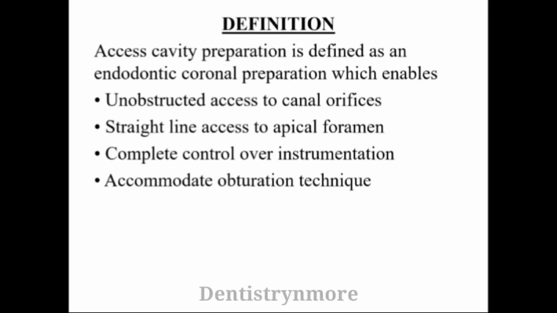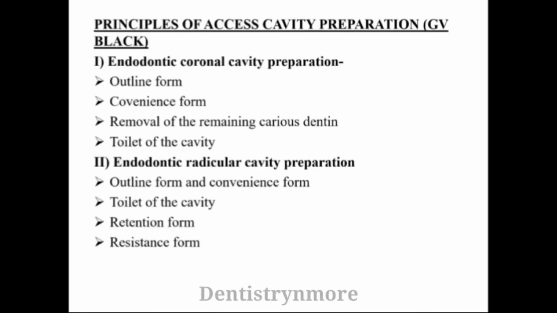It is defined as an endodontic coronal preparation which enables, first, unobstructed access to the canal orifice, straight line access to the apical foramen, complete control over instrumentation, and accommodation of the obturation technique. So these 4 points are very important. Next one is principles of access cavity preparation, and that is by G.V.